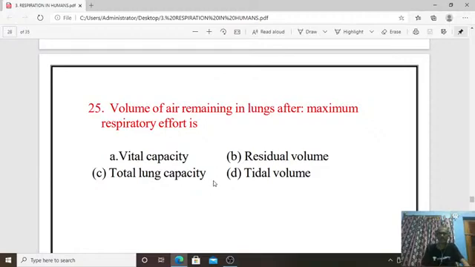The volume of air remaining in the lungs after maximum respiratory effort is called what? It is residual volume. Residual volume is the volume of air which remains inside the lungs after maximum respiratory effort. A small amount of air remains in the lungs after maximum respiratory effort; it is called residual volume. So by this I will wind up today's session, that is the respiration topic.